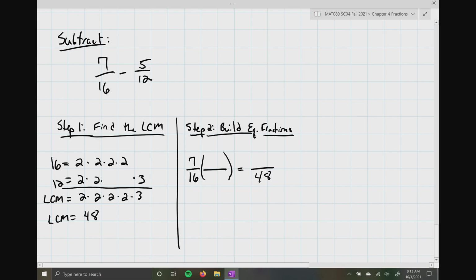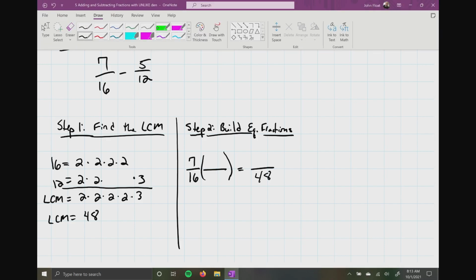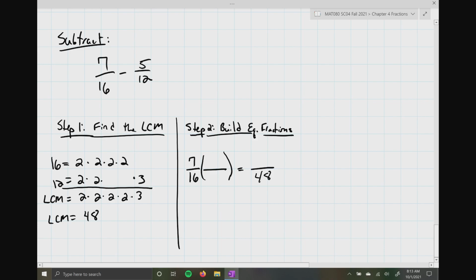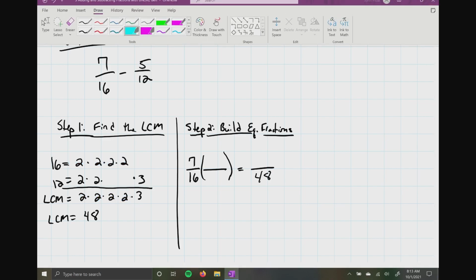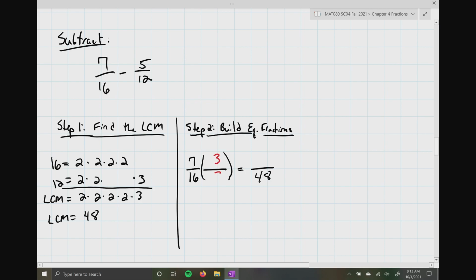Okay? So just to refresh our memories, if we look at the prime factorization of 16, notice they all have the 4 2's in common. The only number that you're missing is what number, Stevie? 3. The 3, very good. So I'm going to multiply 7 over 16 by 3 over 3. And that's going to give me an equivalent fraction of 21 over 48.